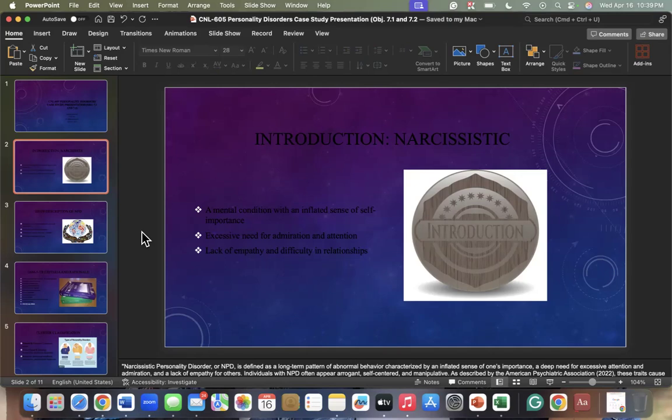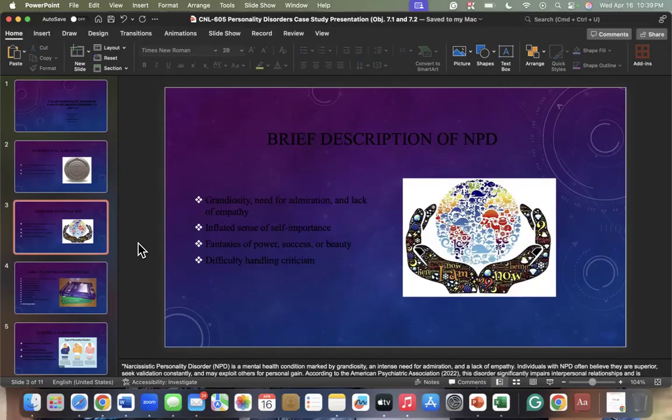It's a person who lacks empathy for others, is kind of arrogant, very self-centered, and can be manipulative. They also believe that they are superior. They may also exploit others just to get personal gain. This disorder can significantly impair interpersonal relationships.